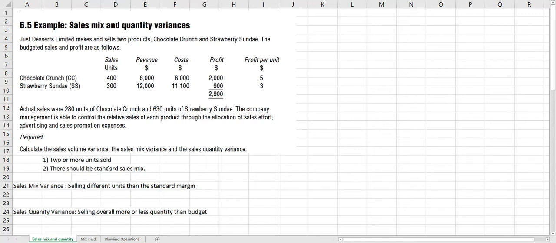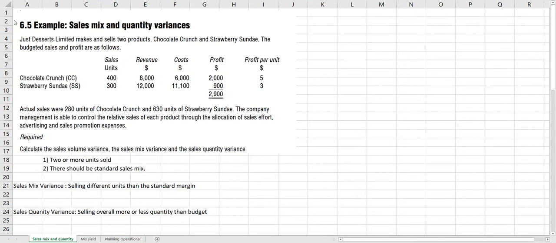If we sell more of the more profit-making products, then our mix would be favorable. If we sell more of the less profit-making products, then our mix would be adverse. Like in this example here, with chocolate crunch and strawberry sundae, it has 5 profit per unit and we have 3 profit per unit. So if we sell more chocolate crunch, then mix would be favorable. If we sell more of the strawberry sundae, our mix variance would be adverse. And then when we look at the overall quantity that we have sold, that would be quantity variance.